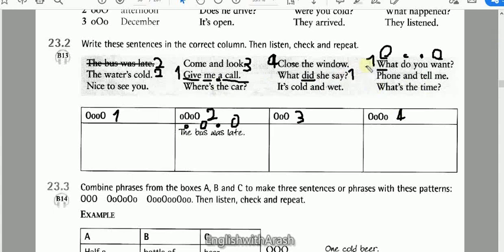I'm going to read it for you. Nice to see you. Hello, welcome. Nice to see you.